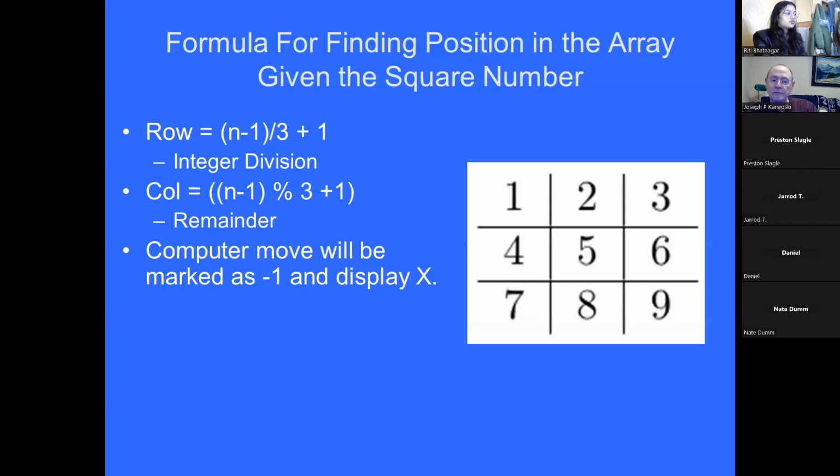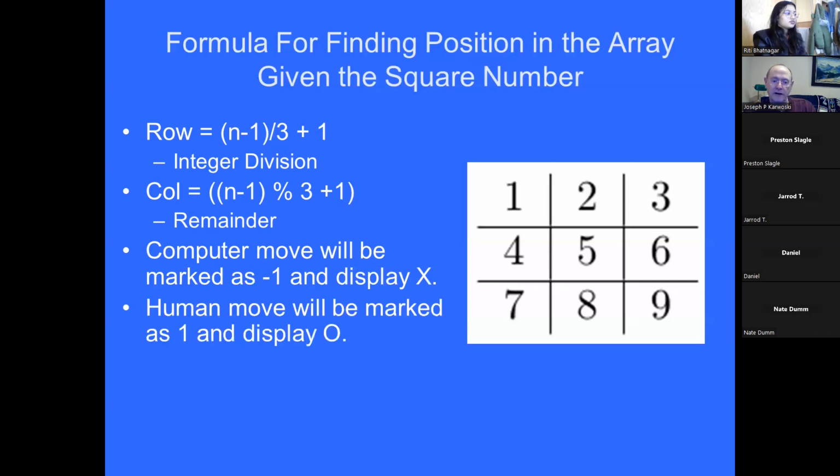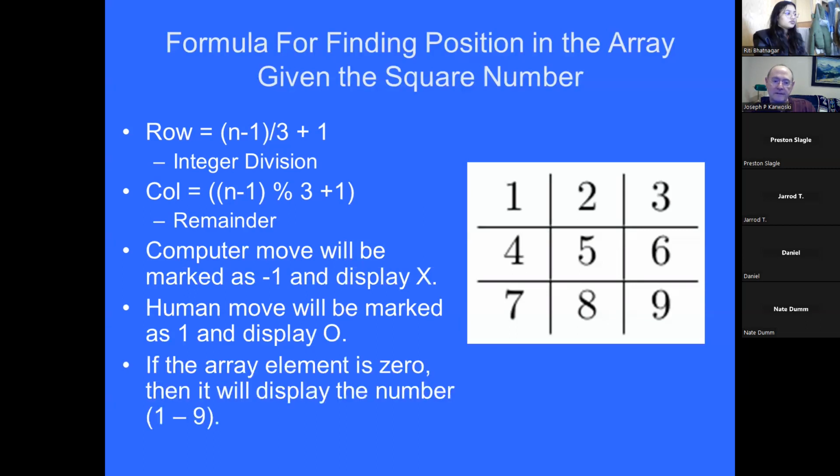The computer will be marked as a -1 and displayed as an X. We're going to put all of those items in the display method. The human will be 1 and display an O. If the element is 0, it's going to actually display the number. Everyone understand how that's going to work?